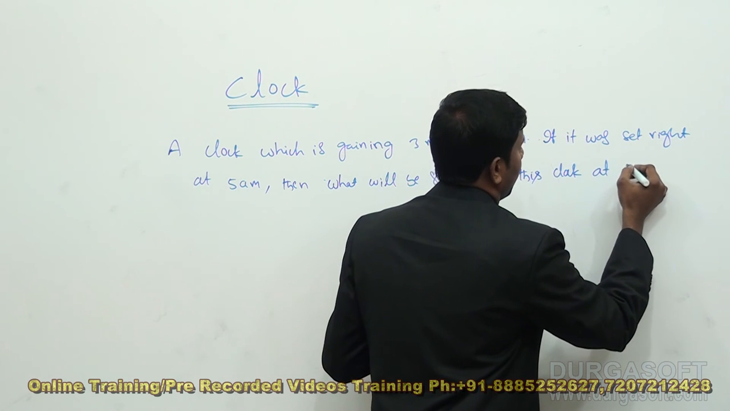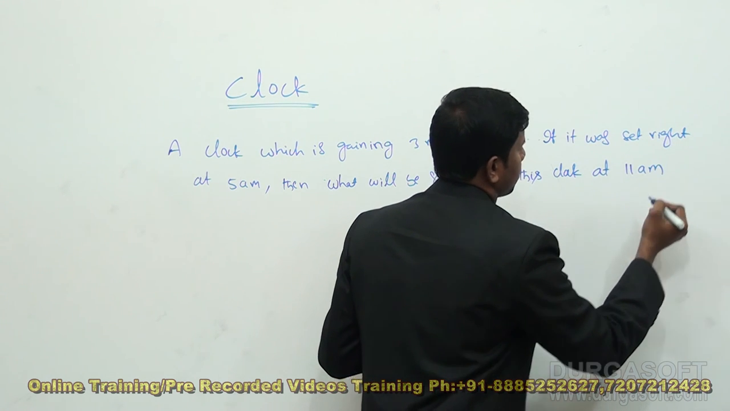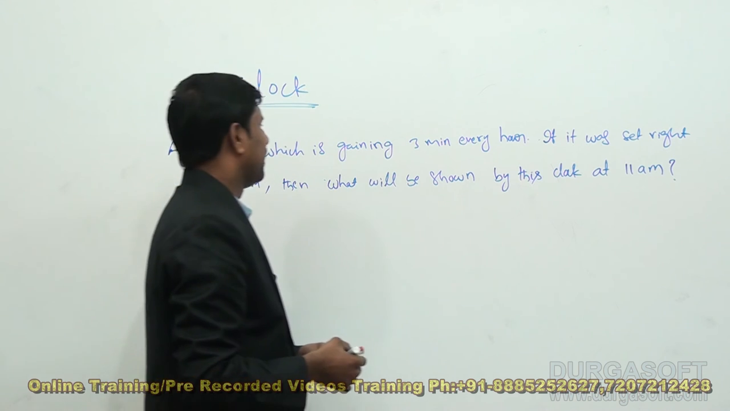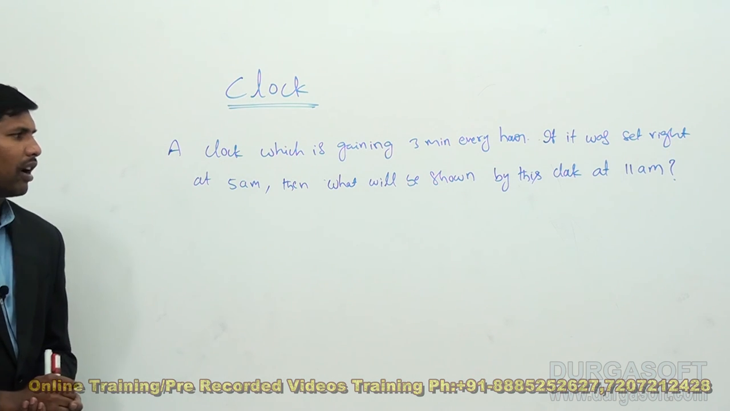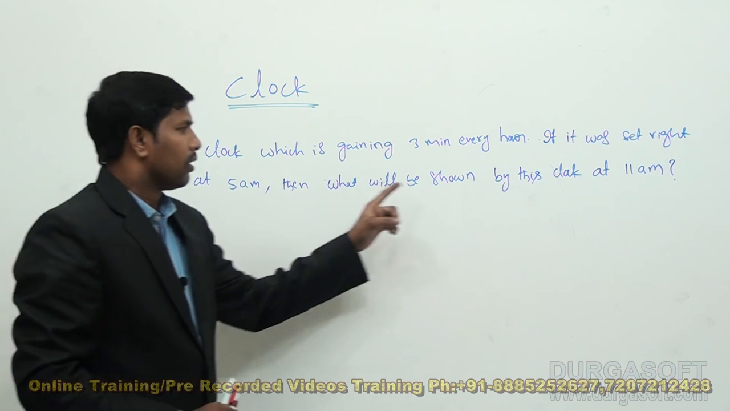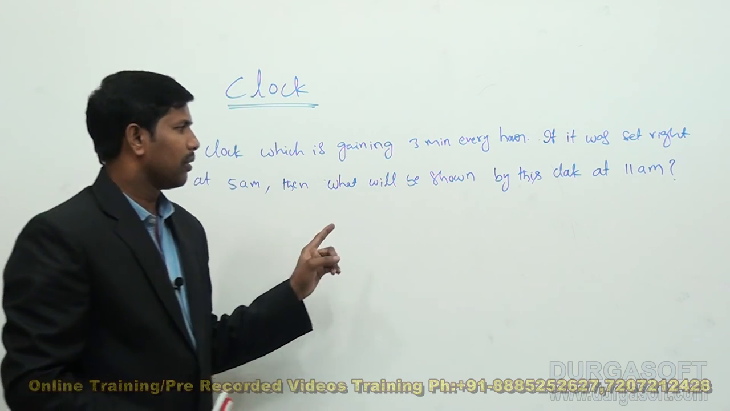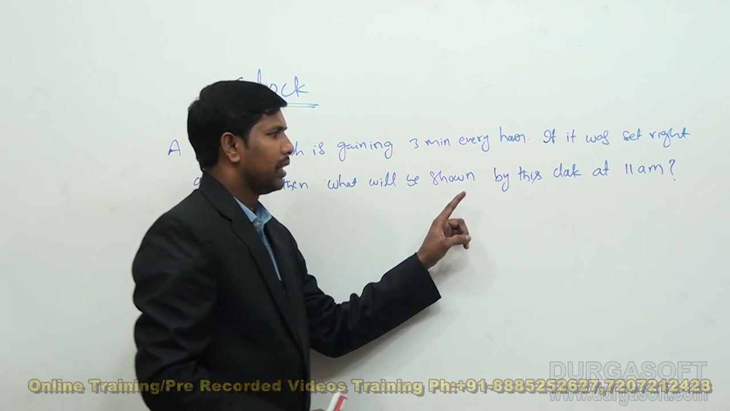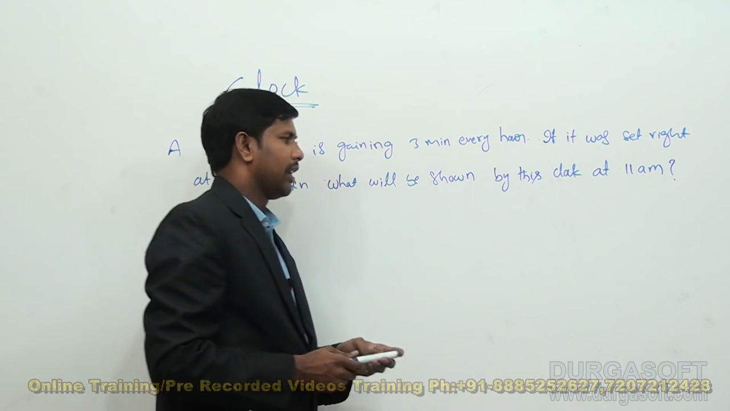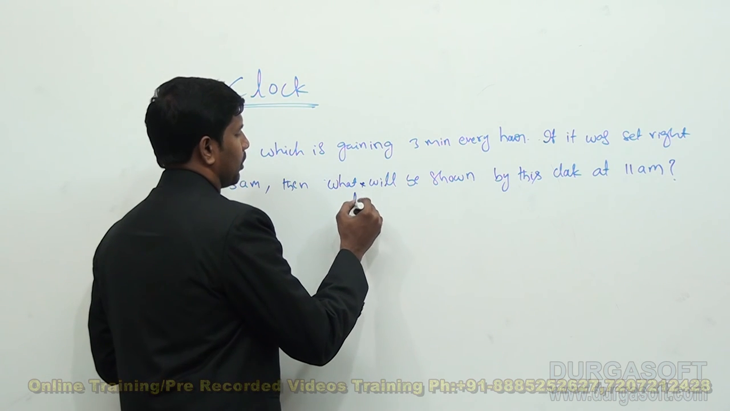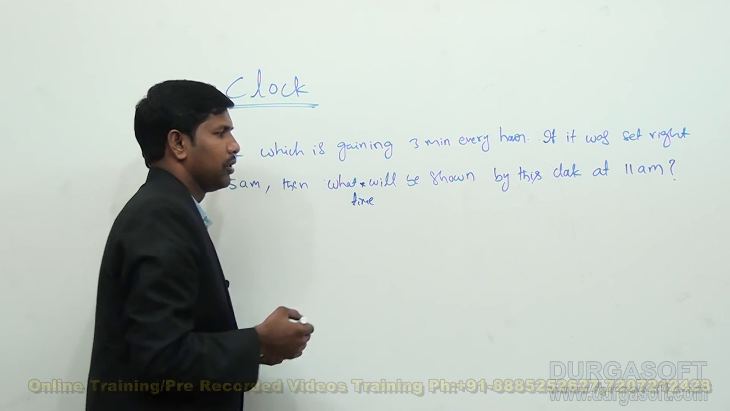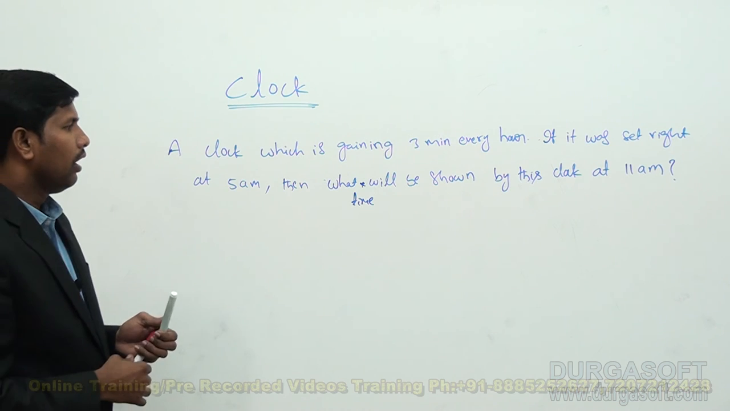At 11 a.m. So when the clock was set right at 5 a.m., then what time is shown by this clock? So what will be shown by this clock at 11 a.m.? So here we want the time, whatever the time shown by the clock. So what time will be shown by this clock?